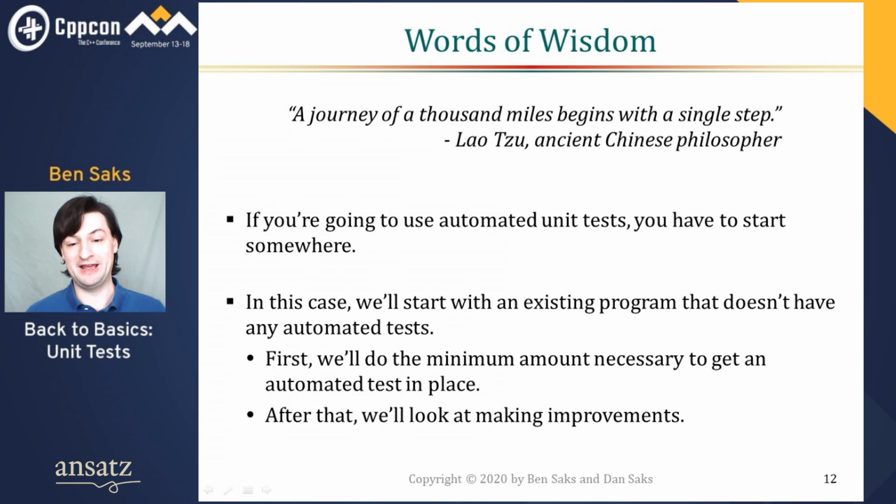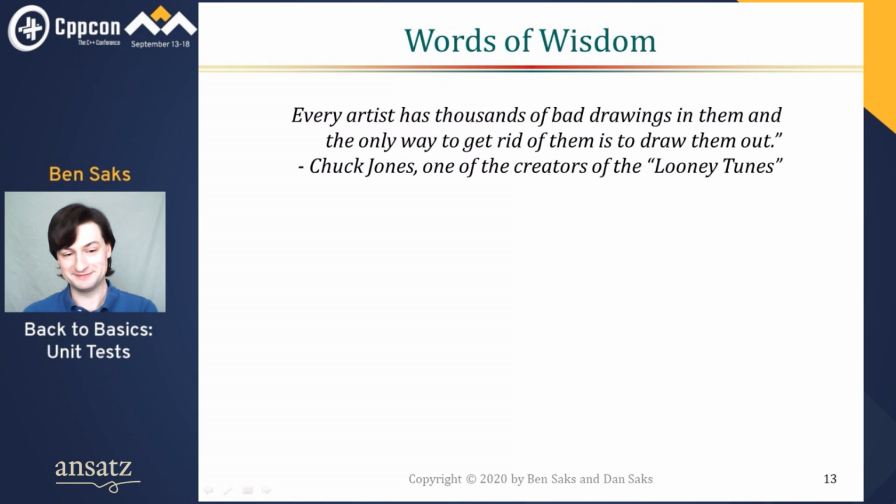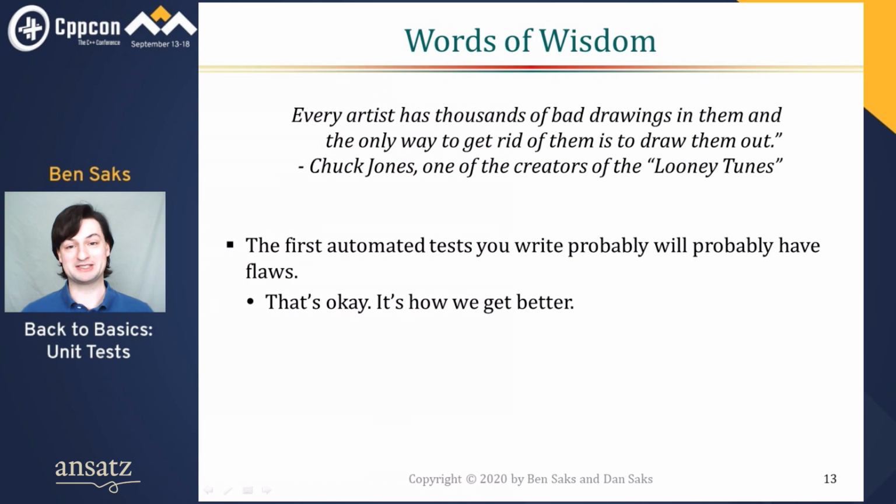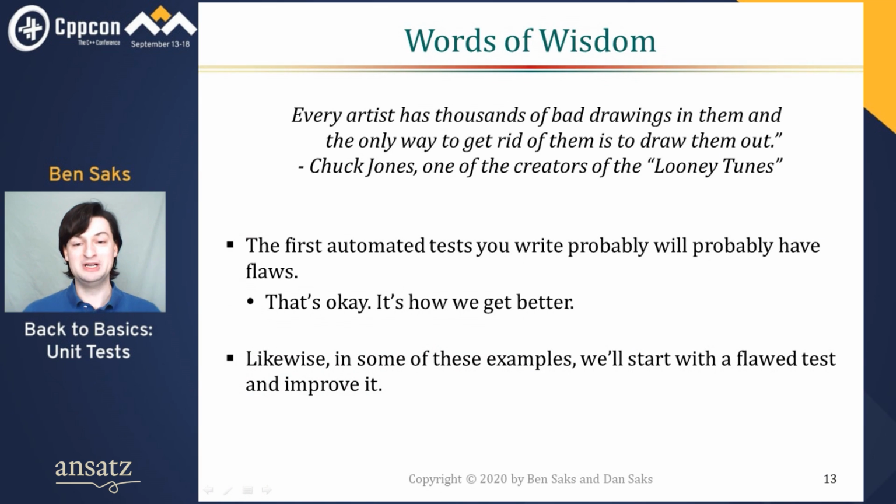The other thing I want to mention is this saying from Chuck Jones: every artist has thousands of bad drawings in them, and the only way to get them out is to draw them out. That is to say, there will probably be flaws in the first automated tests that you write. That's okay. It's part of the learning process. We expect to get better at this over time. So in some of these cases that I'm showing you here, we will start with a test that might have some weaknesses or flaws in it, and we'll gradually improve it over the course of this hour.